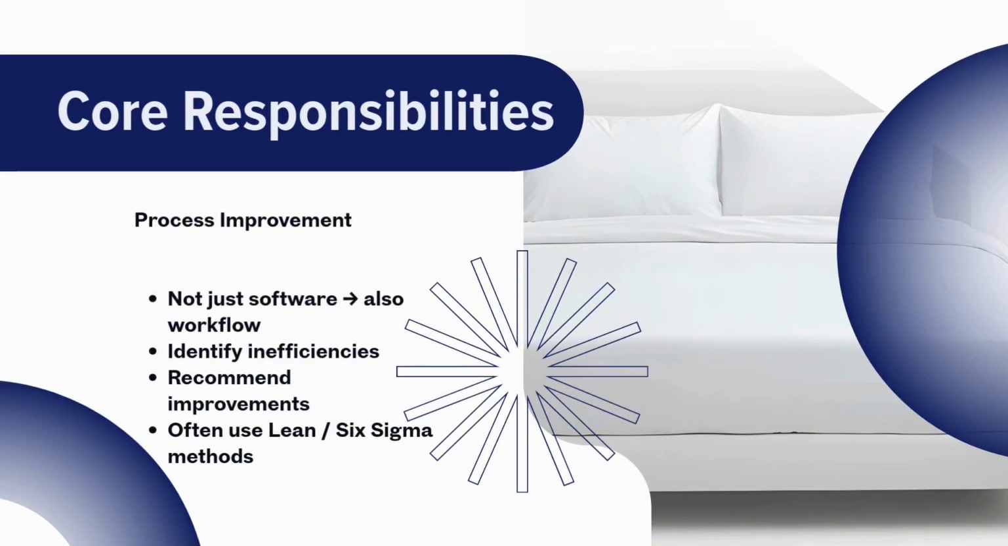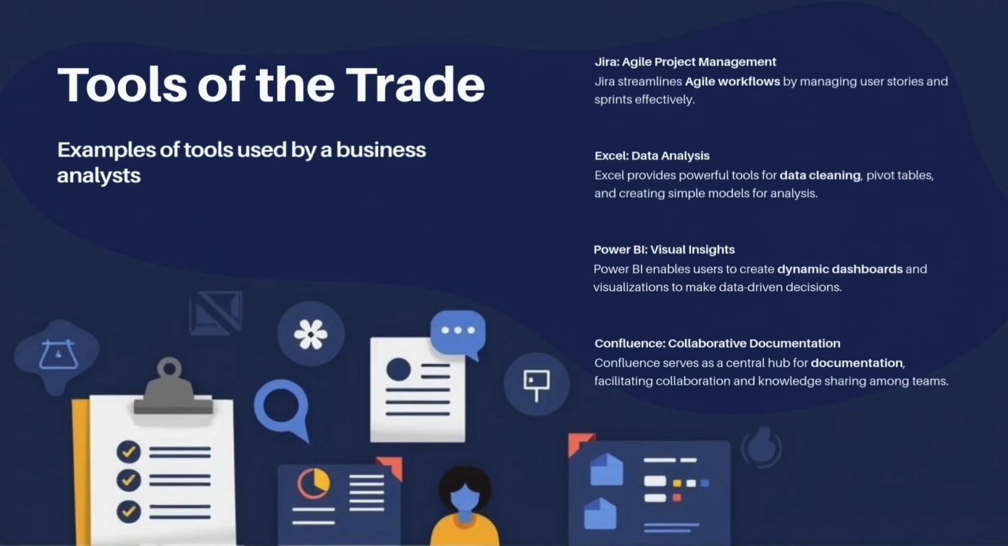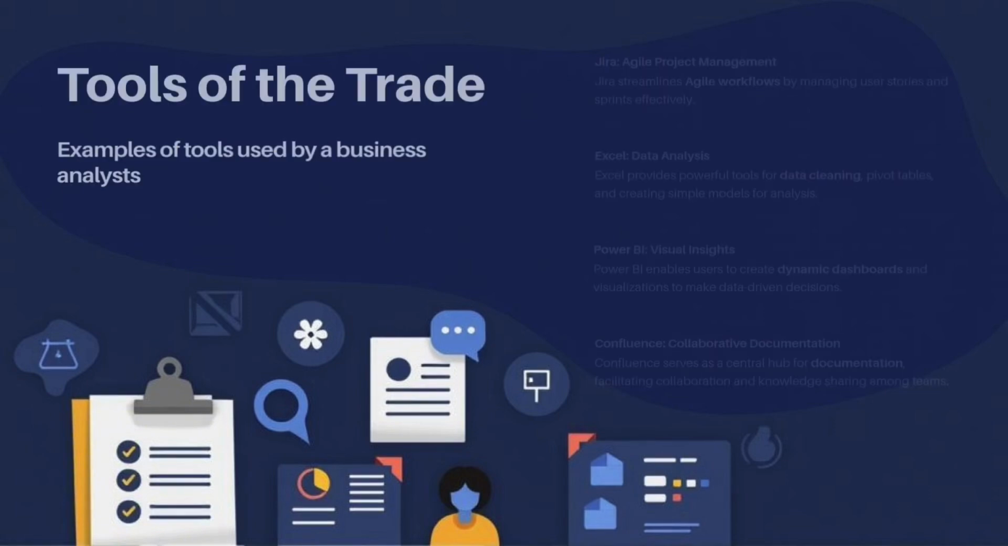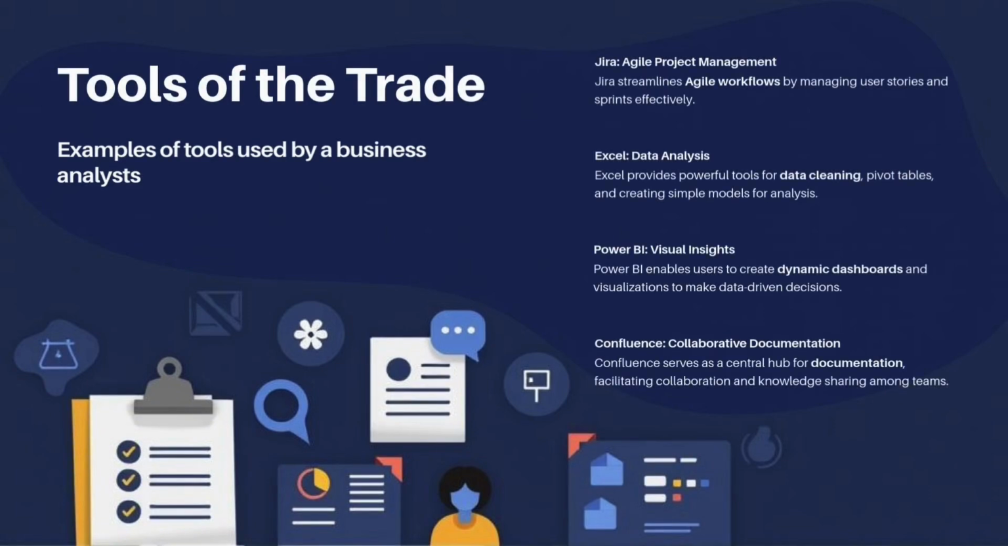A business analyst doesn't need to master every tool, but there are a few that show up repeatedly. Jira is one of the most popular project management tools, especially in agile environments. It's where BAs create and manage user stories, track sprints, and collaborate with development teams. Excel remains the BA's best friend. Whether it's cleaning stakeholder survey data, creating pivot tables, or building simple models, Excel is indispensable.